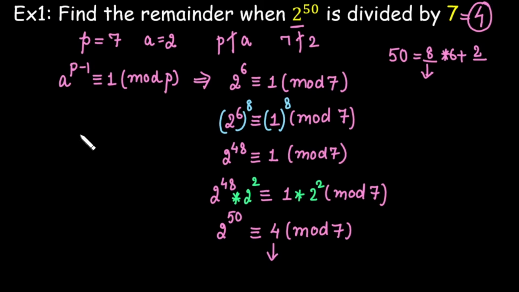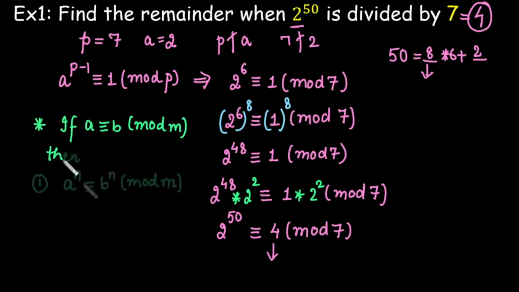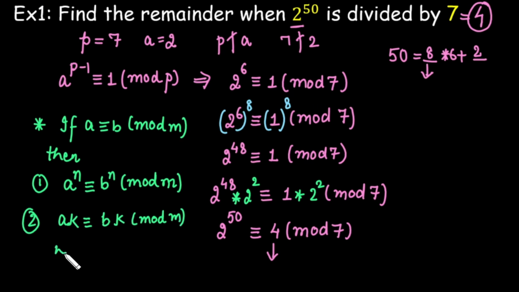In this example, we have basically used two results. The results were, if a is congruent to b mod m, then the first result is we can take the power n on both sides. Second result, we can multiply both the numbers by the same integer, where n and k are integers.